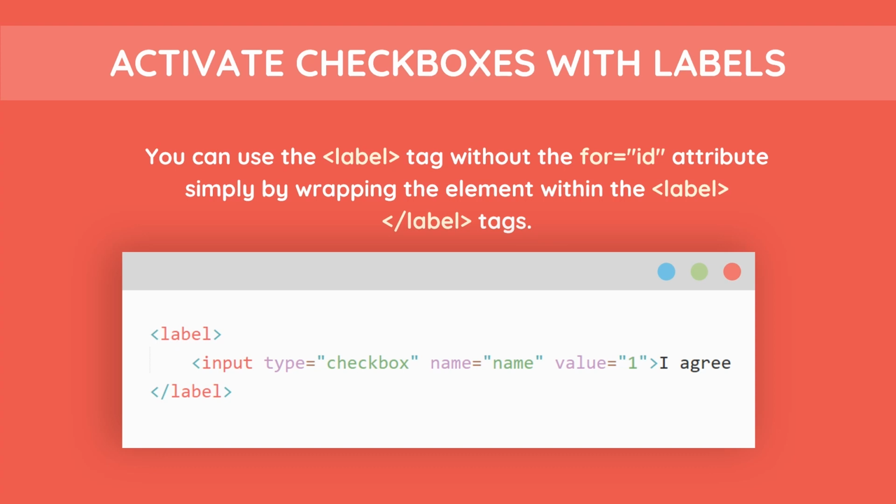You can also use labels without the for attribute. Just wrap the element inside the label itself, and this is much preferred with checkboxes. So now I guess you know how you can label your checkboxes. Now moving on to the next tip.